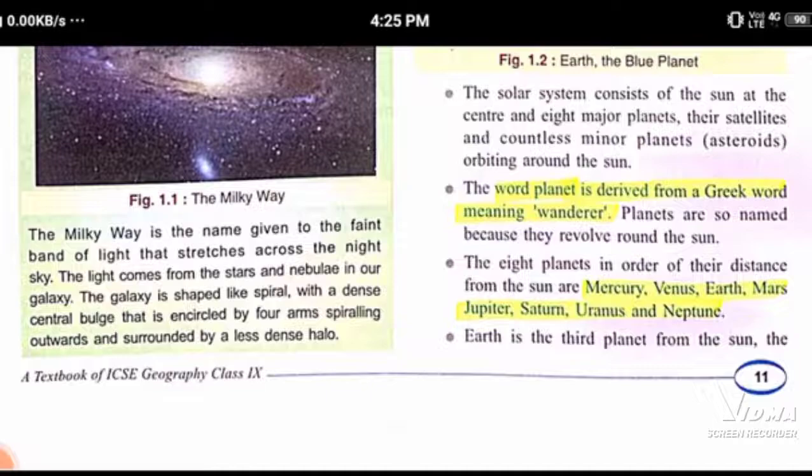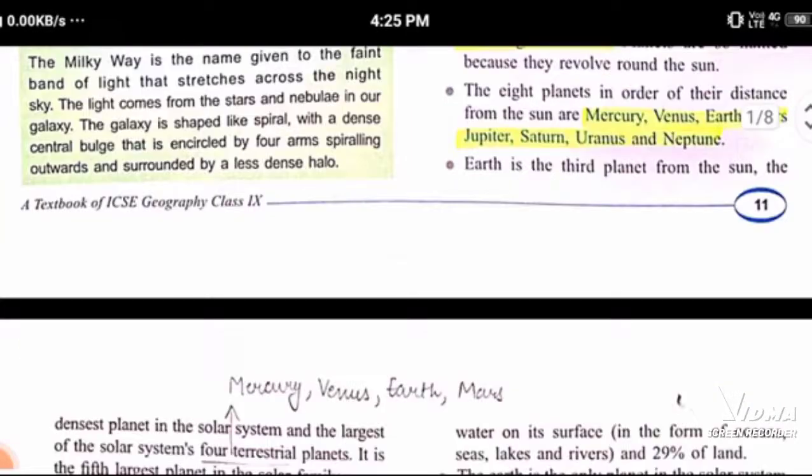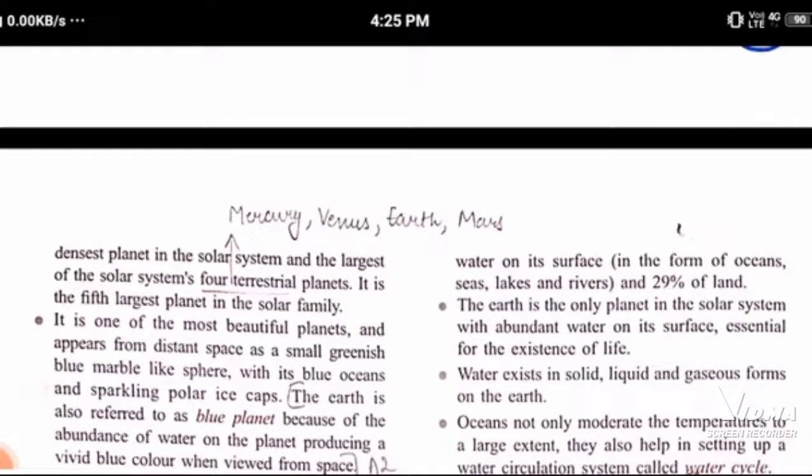Now Earth is the 3rd planet from the sun, the densest planet in the solar system. Okay, and the largest of the solar system's 4 terrestrial planets. The 4 terrestrial planets are Mercury, Venus, Earth and Mars. It is the 5th largest planet in the solar family. If we check all the 8 planets, it is the 5th largest.